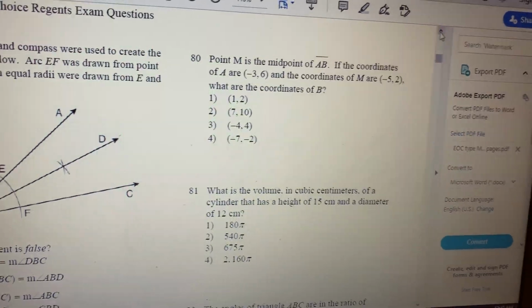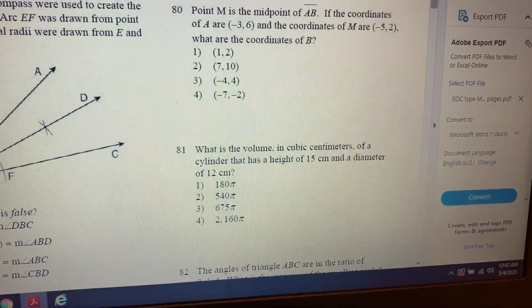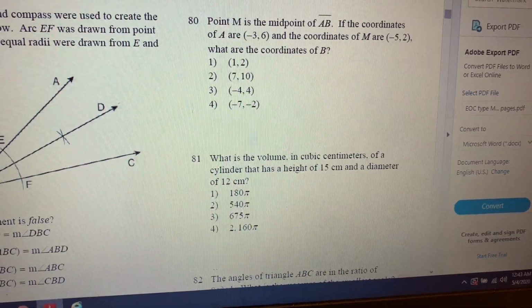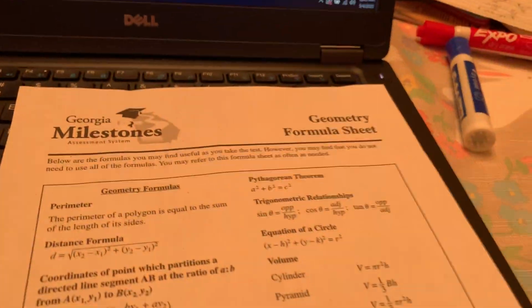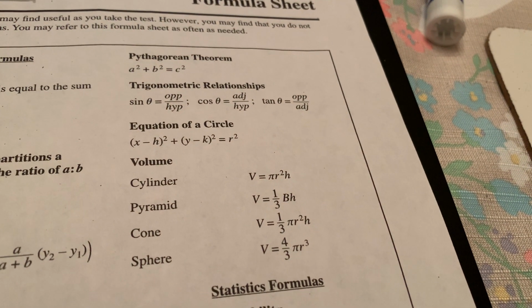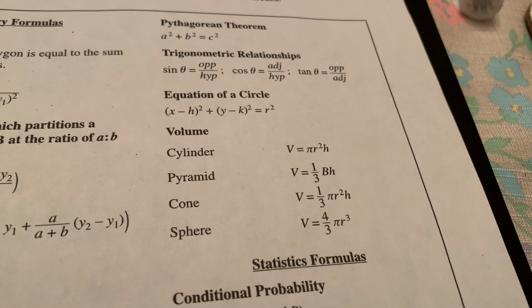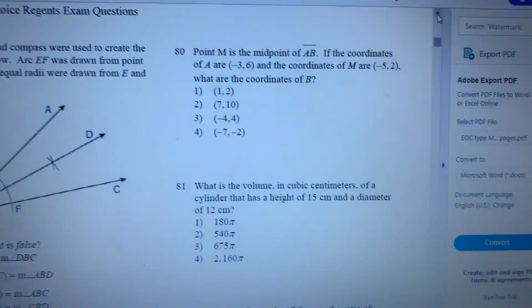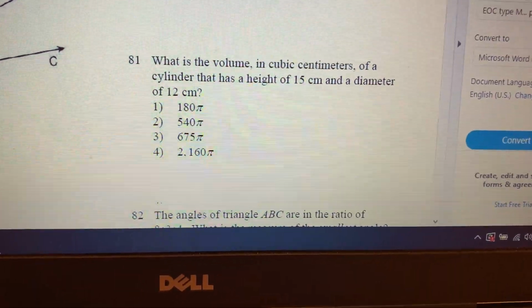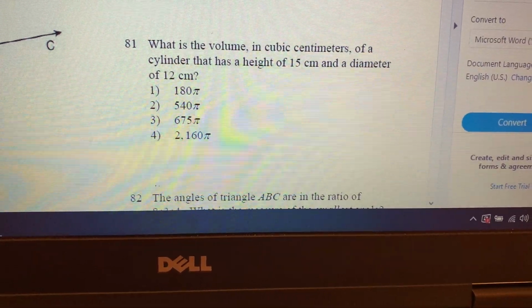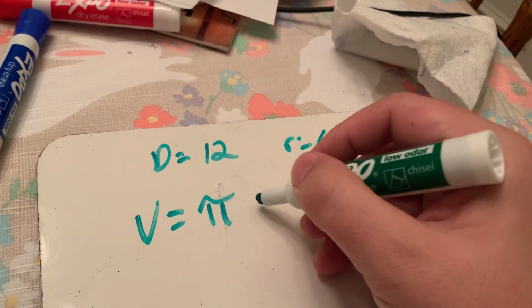All right. 81, volume. Again, last thing we did before we left. What is the volume in cubic centimeters of a cylinder that has a height of 15 centimeters and a diameter of 12 centimeters? Well, first thing we need is the volume of a cylinder. Pi r squared h. Okay? So pi needs the radius. Again, these usually tend to give you the diameter, making you do that one extra step. If the diameter is 12, what's the radius? Half of the diameter would be 6, right?